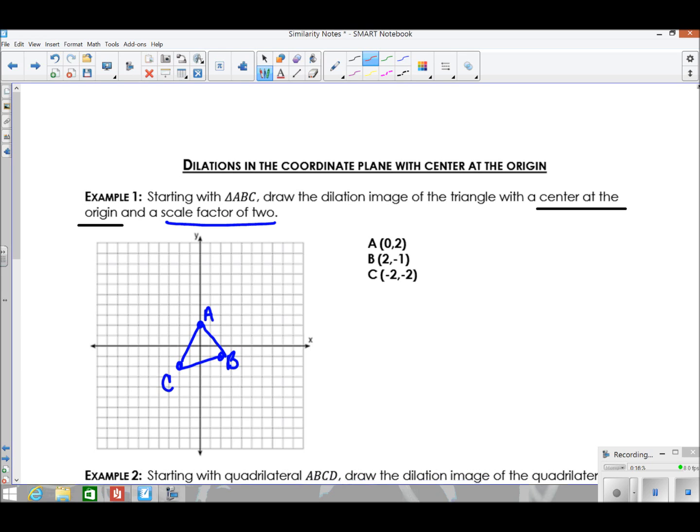and I'm going to mark that center because that's an important thing here. The center is at the origin, which means 0, 0. So we're going to start at the origin. So this is going to be our center, that red point. And we're going to measure the distance from the center to each point, each pre-image, to get the dilated figure. So I'm going to measure from the center to A is 2 units. So if I'm doing a scale factor of 2, that means you need to double the distances from the center.